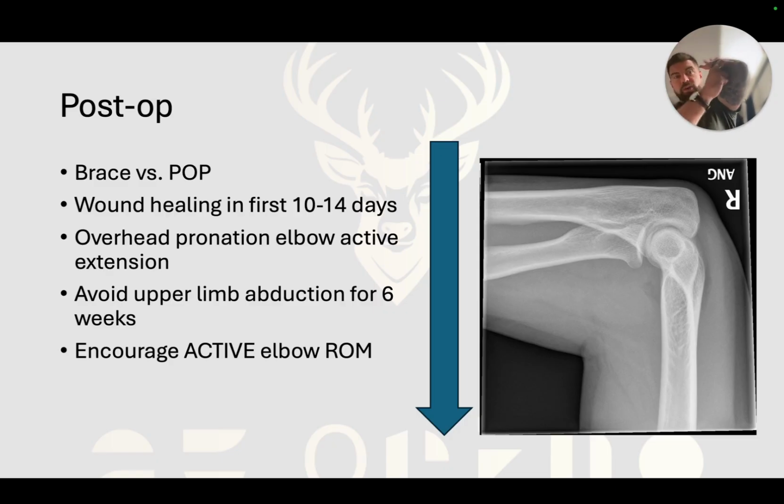So gravity is pulling their humerus down, their ulna down onto their humerus. Their hand is in pronation, which tightens up their LUCL reconstructed area, and their active range of movement means that their brachialis is going to be pulling their forearm into the joint, and it keeps them stable. And this is why for the first 6 weeks we do overhead pronation elbow active extension.